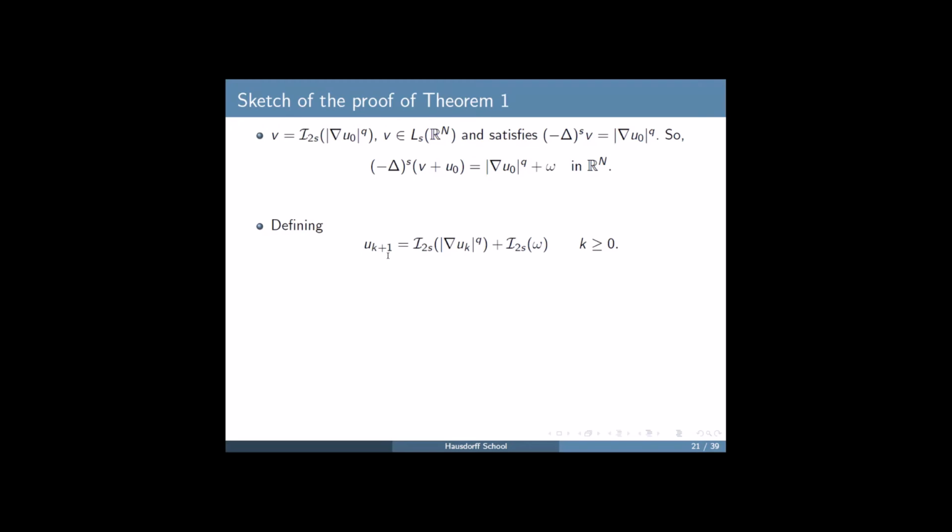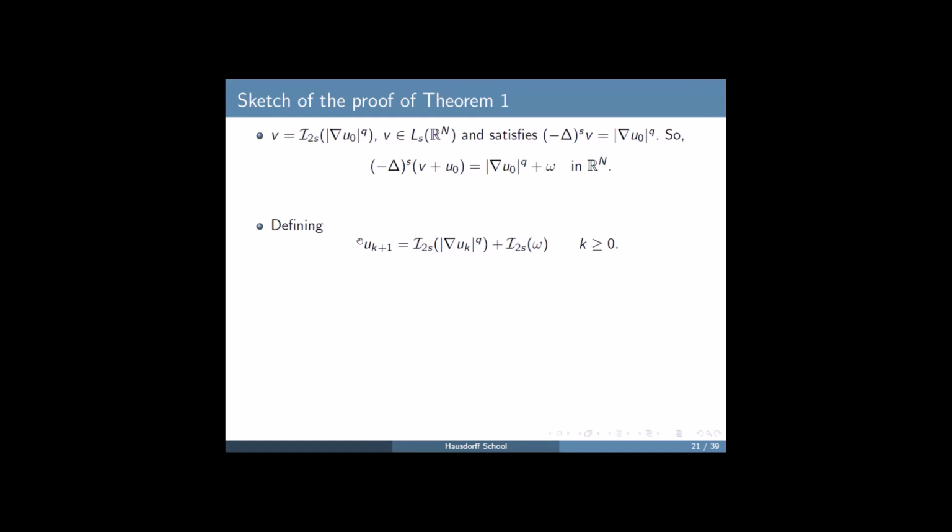Indeed, if at least formally you take the limit here as k goes to infinity, what you get is that u is the Riesz potential of order 2s of its gradient to the power q plus omega, which is the representation formula for the solution.